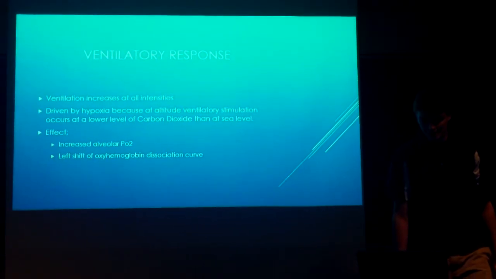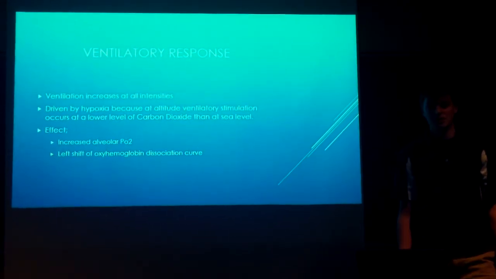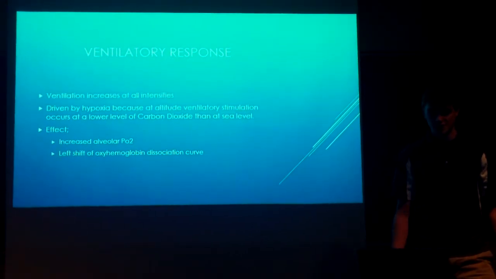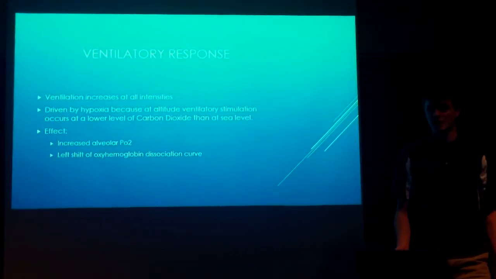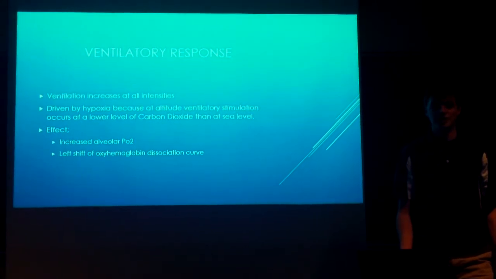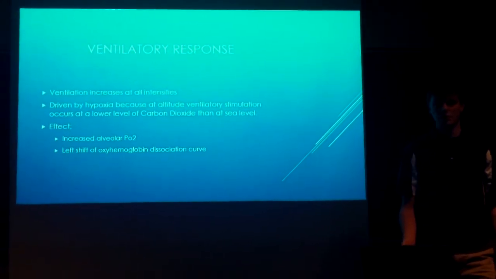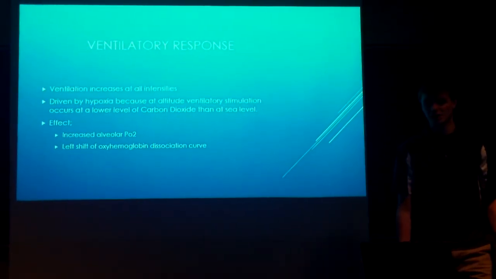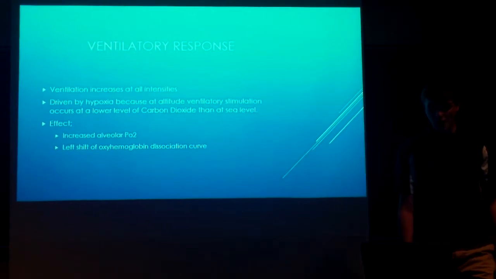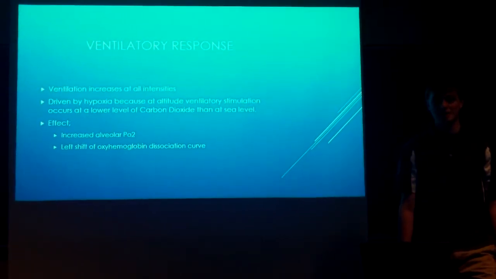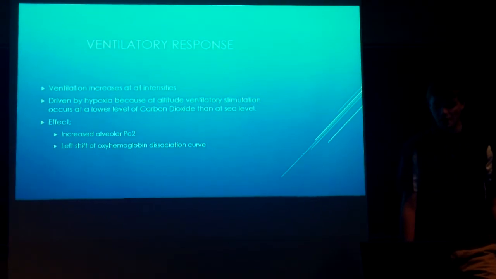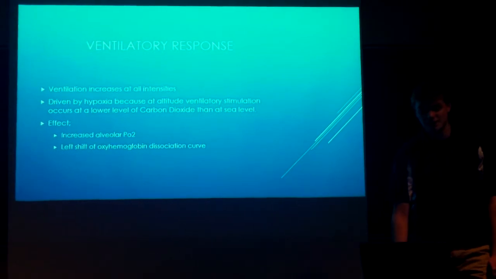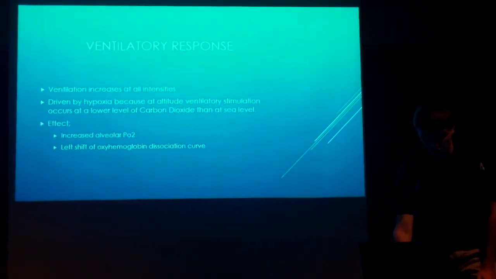So ventilatory response. Initially you'll have hyperventilation, and that's due to trying to get as much oxygen as you can into your lungs and into your system. So what happens is you initially respond to the high altitude by excess breathing. You try to encourage the oxygen cascade, even though it is harder at altitude. This is driven by the hypoxic nature of altitude, and this is going to increase alveolar PO2, and then it'll give you a left shift of the oxyhemoglobin dissociation curve, which we talked about earlier.